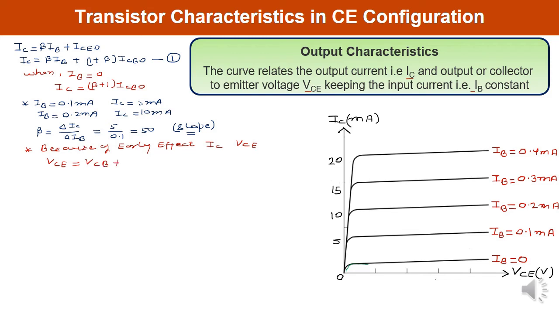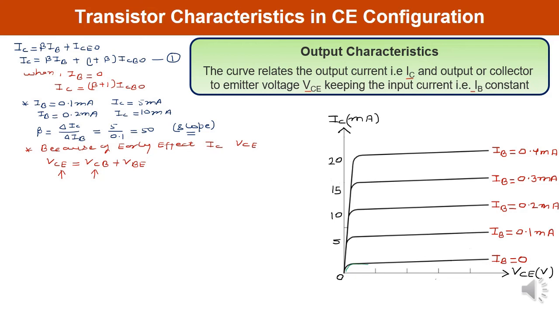VCB plus VBE. You know this equation. If you increase VCE, VCB will also increase, and when VCB is increased, it means the reverse potential is being increased, the reverse bias across the junction.